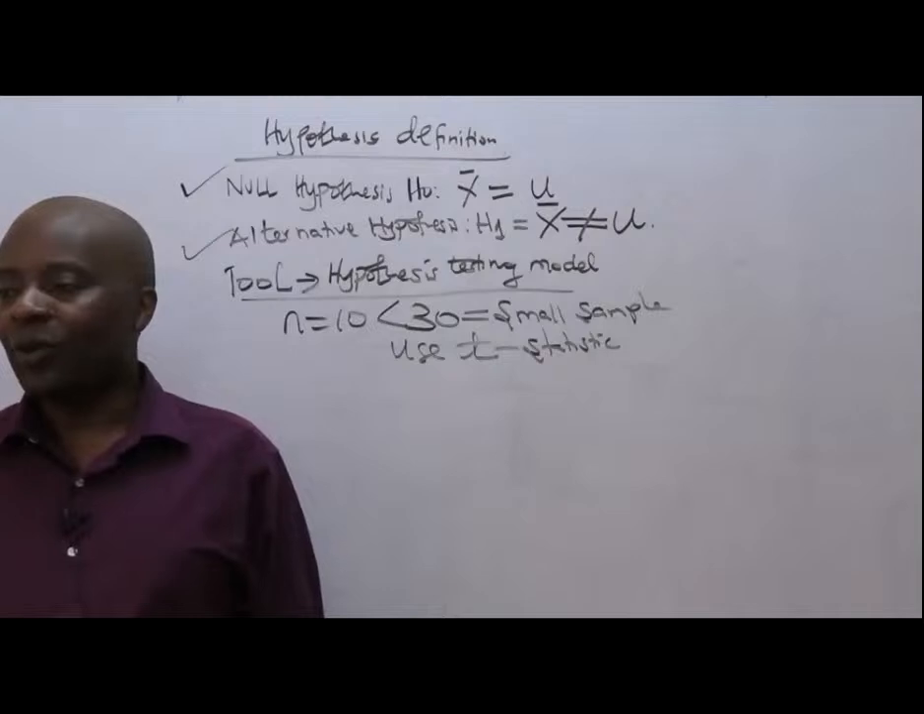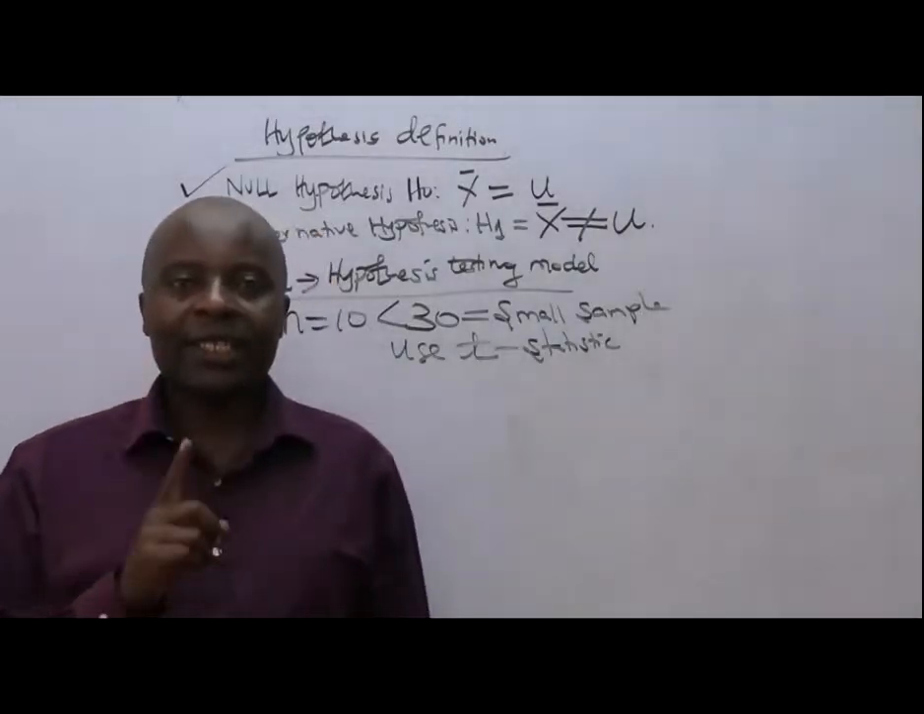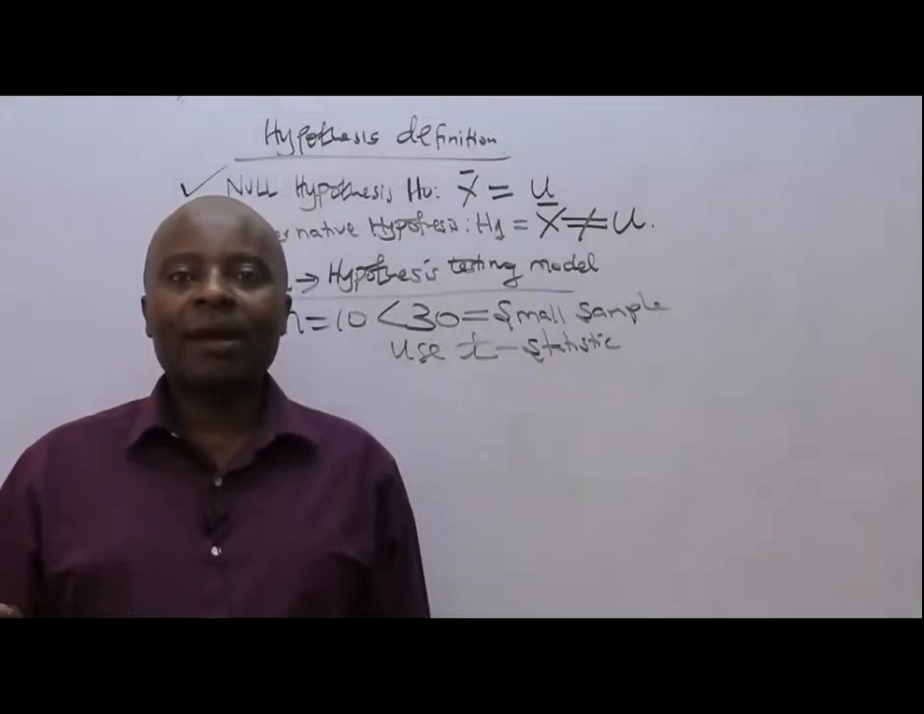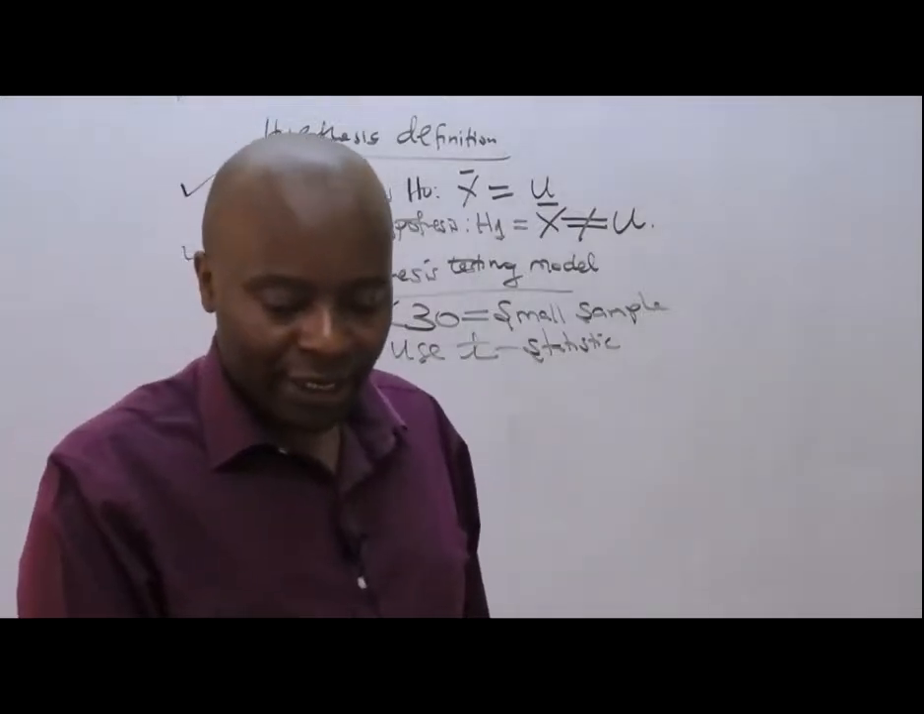So what have we said? For a small sample, we use the T statistic. And for a large sample, we use the Z statistic.